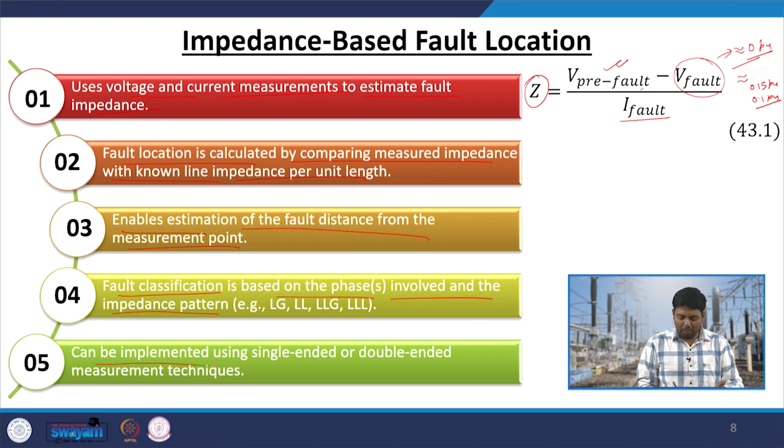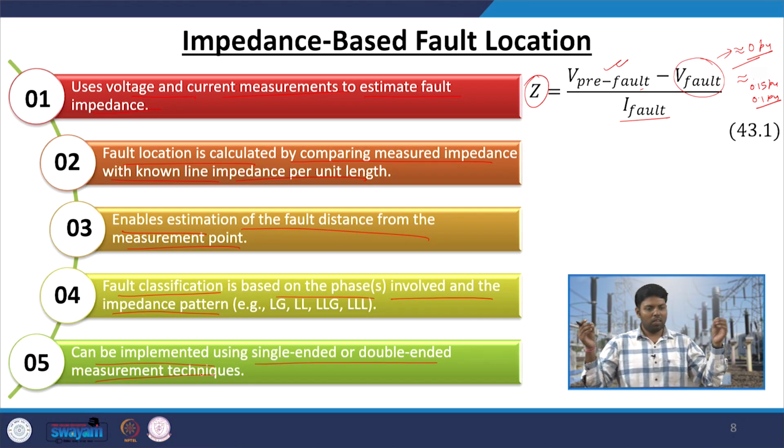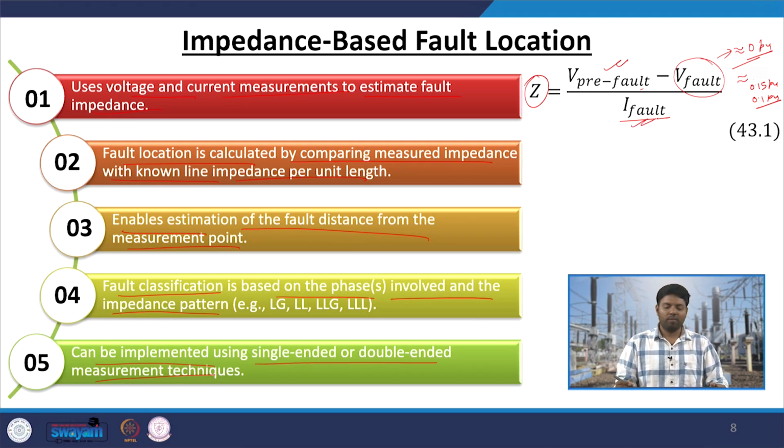It can be implemented using single ended or double ended measurement technique. So, you can either measure from both the sides, then you take the voltage difference and then you can see how much is the fault current and then you set the threshold.